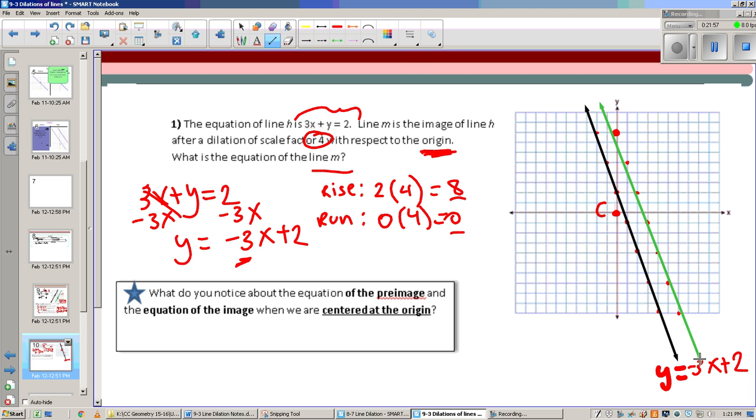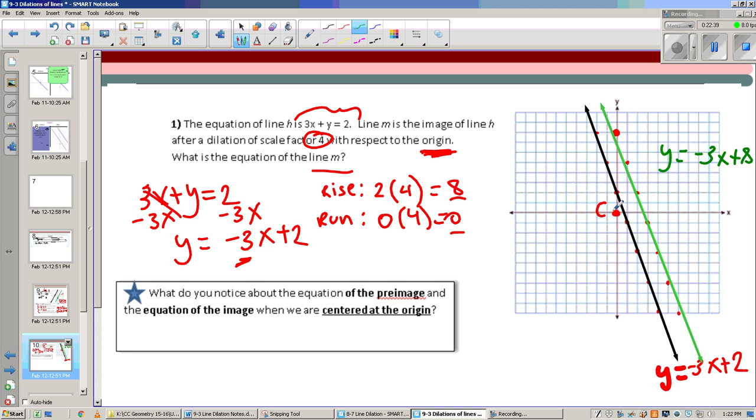There's my new line. So when you're centered at the origin, if you notice the equation of the pre-image and the image, when the center of dilation is the origin, it's actually a little bit easier to figure out what the new line is going to be, because let's write the equation of the new line. It's going to be 1, 2, 3, 4, 5, 6, 7, 8. So this line will be y equals -3x plus 8.